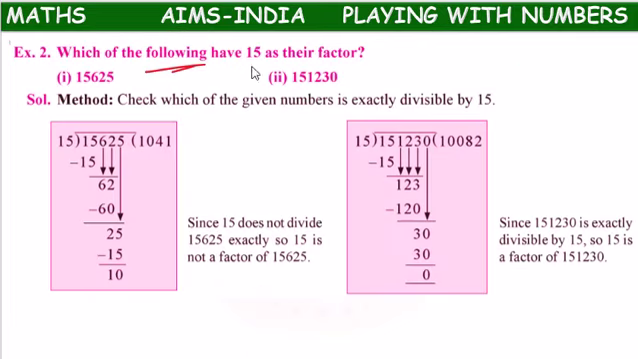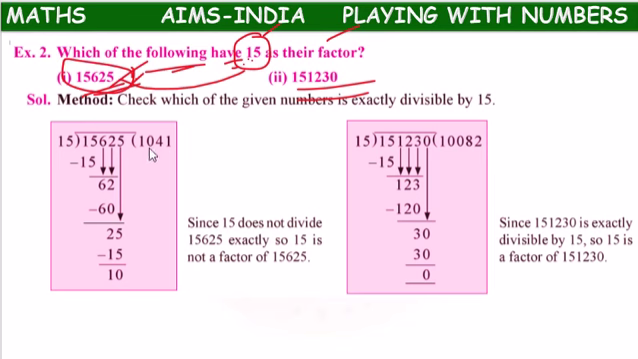Next, which of the following have 15 as a factor? One number is 15,625. Another number is 15,1230. For which number is 15 a factor? That we have to find. How to find it? If 15 divides the given number exactly, then 15 is a factor. So we have to divide 15,625 by 15.